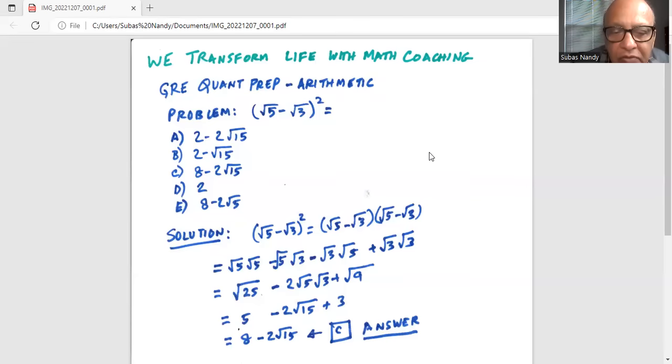Now square root of 25 is 5, minus 2 square root of 5 times square root of 3, which is square root of 15, plus square root of 9, which is 3. So we have two terms without any square root, which is 5 plus 3, which is 8. And then we have the term with the square root. It is 8 minus 2 square root of 15. So the correct answer is option C.